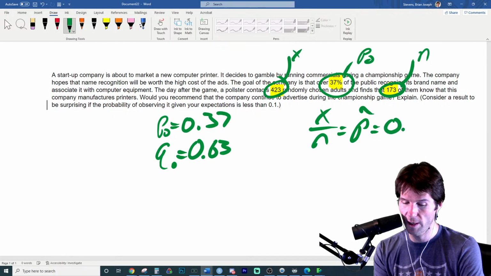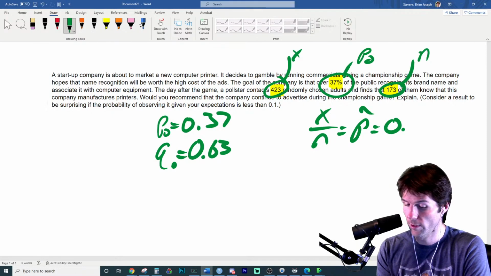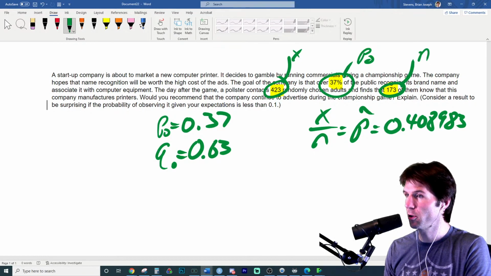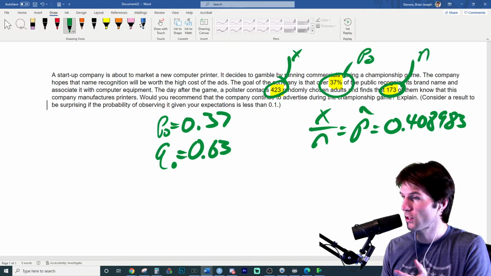Those are complements of each other. P hat is just X over N, and we're just going to solve it out right here to 0.408983. And that is P hat right there. P hat is the sample proportion. And now we just need to solve this.